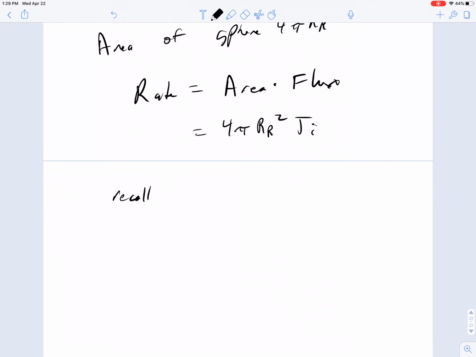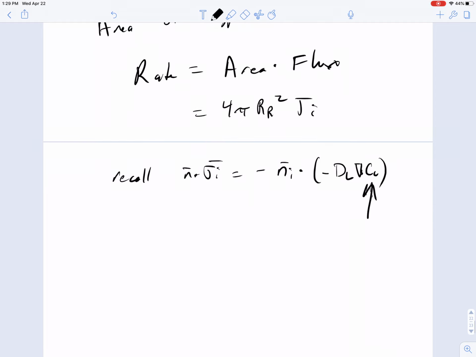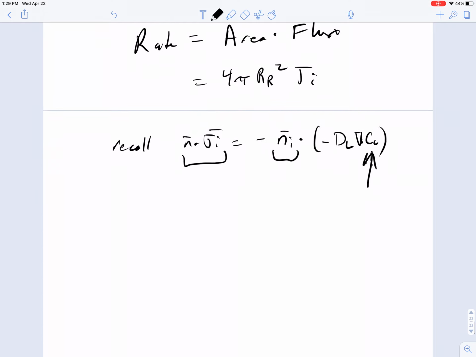Now recall that we're interested in the normal flux, and so this normal flux is n, the normal vector to the surface of the sphere, dotted with Ji, which is actually a vector, which is equal to minus n dotted with, because it's pointed outwards, minus DL gradient of CL, the concentration of our ligand. We've solved for the concentration of ligand already, so this is as simple as plug and chug. What we care about is the magnitude. This is just vector notation in case you're doing vector calculus on this, but it's all symmetric, so we can just not worry about it.